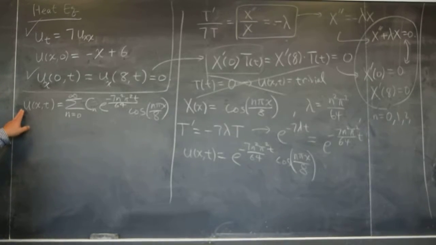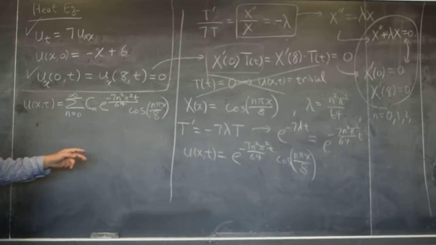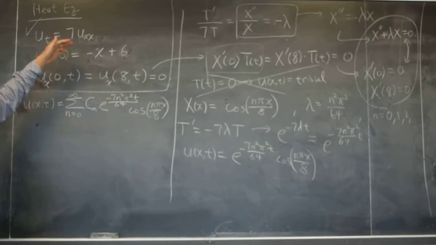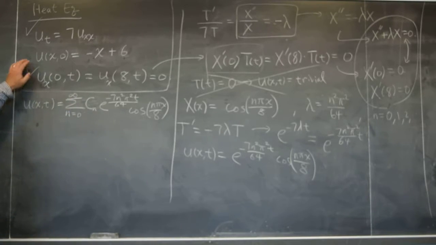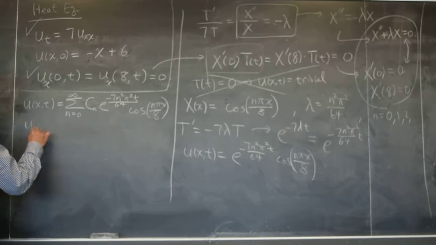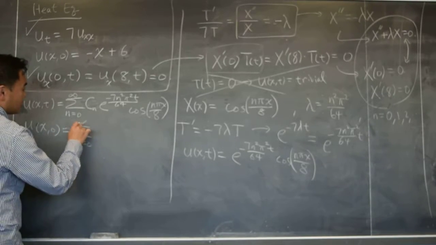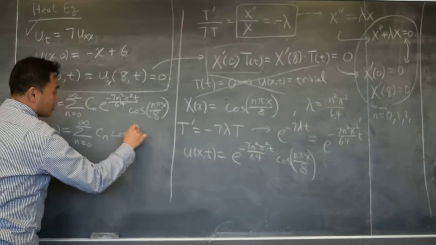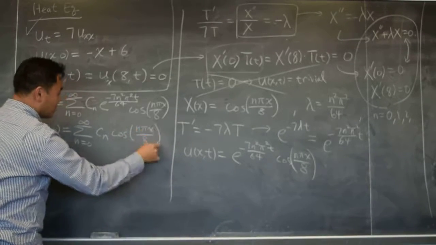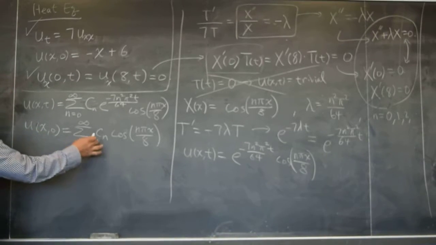Okay. All right. Now, this will still satisfy these two equations, no doubt. Right? If you don't believe that, you can actually plug it in and see if it works. Okay? It will work. The only trouble is, does this work? So let's see what we want. What is u(x,0)? u(x,0) is sigma n from 0 to infinity of Cn. e to the 0th power is 1, so you just get cosine n pi x over 8. And now we have a problem of trying to find out what Cn is.